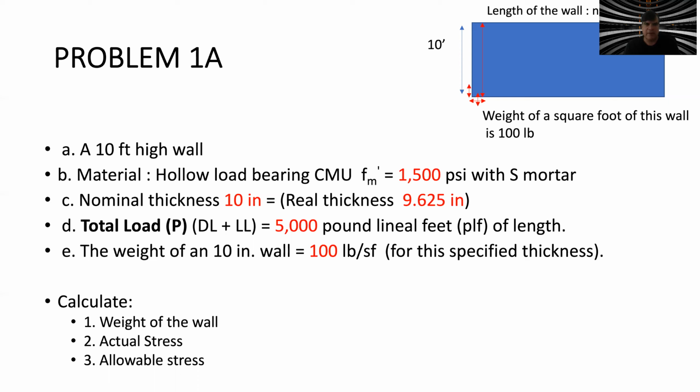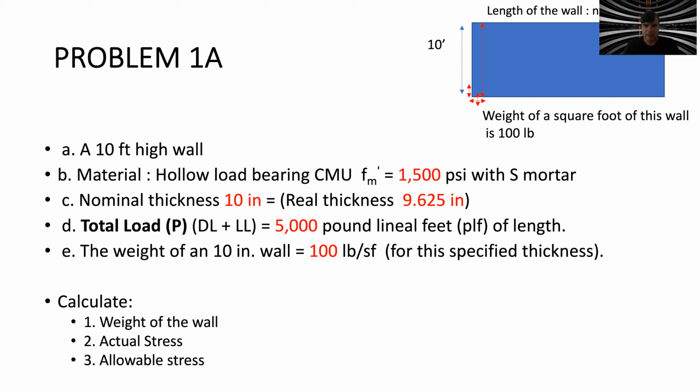It's a wall that is 10 feet high, made of hollow load-bearing units of 1500 PSI with a mortar that is S. I mean, every unit is able to support 1500 PSI, the units together with a mortar that in this case is S-type. The types of mortars is something that you need to study in your theoretical part.